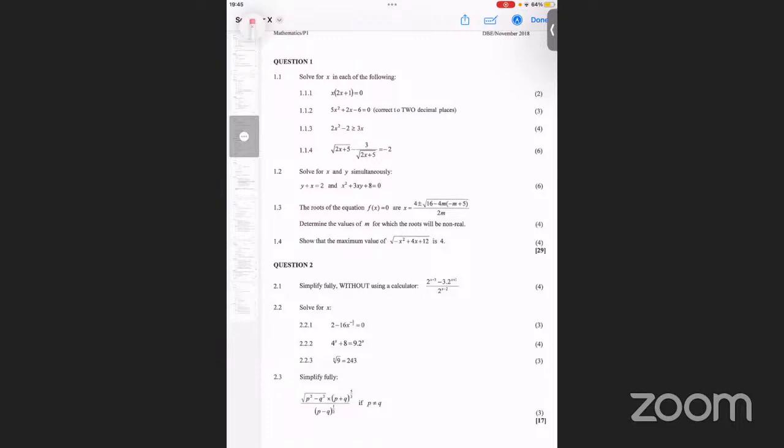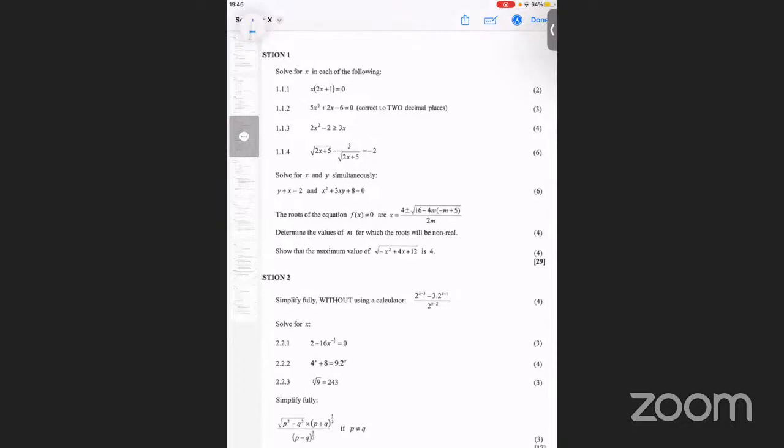So you want me to do 1.1.1? Okay, sir. 1.1.1. Okay, so x would equal to 0, or 2x plus 1 would equal to 0. Then you transpose 1 to the other side, it will become -1. Divide both sides by 2, x will equal to -half. Exactly that, honorable member, exactly that.